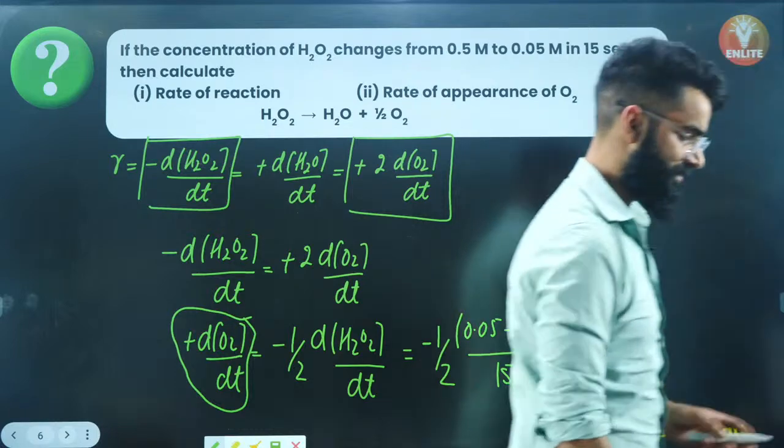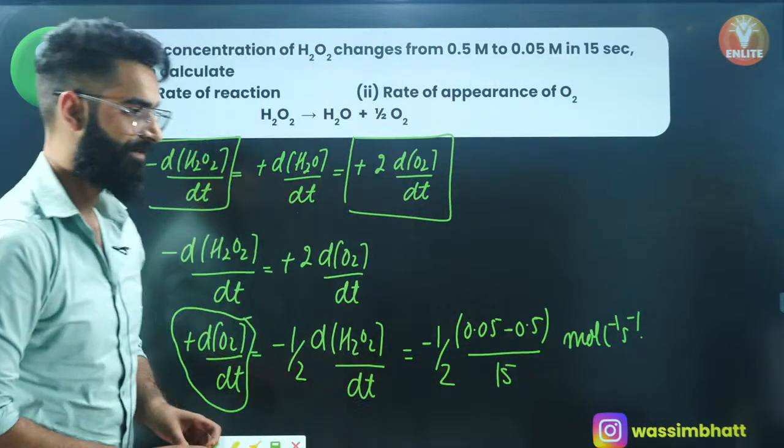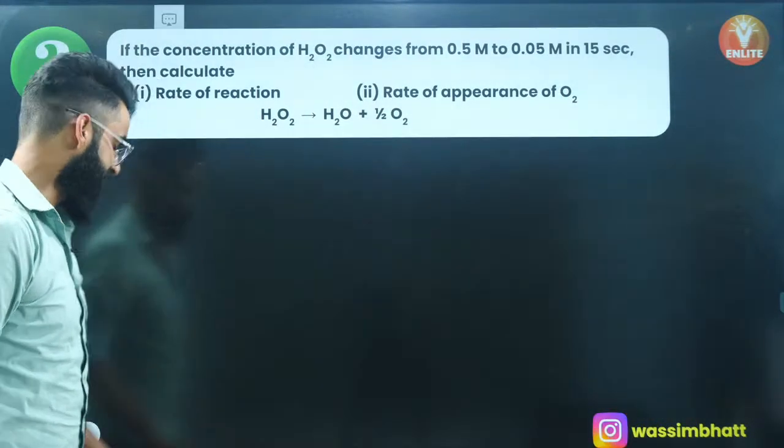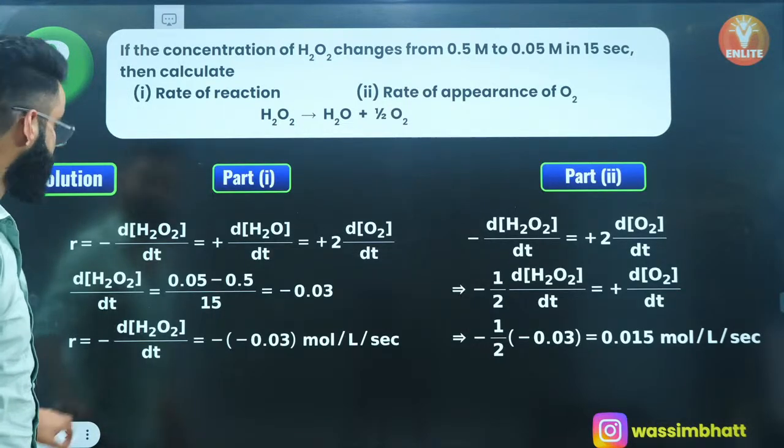Perfect. Yes, Russell, I'm going to teach in Hindi as well, right? I'm going to teach in Hindi as well. Yes. Just wait for it.